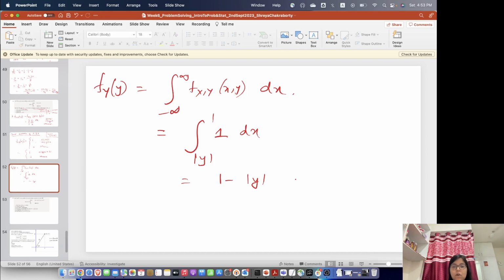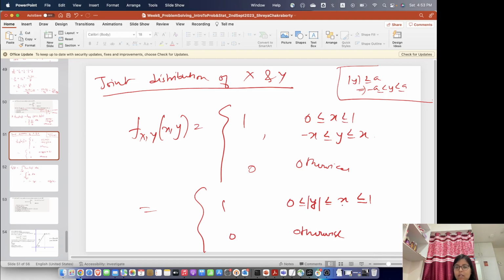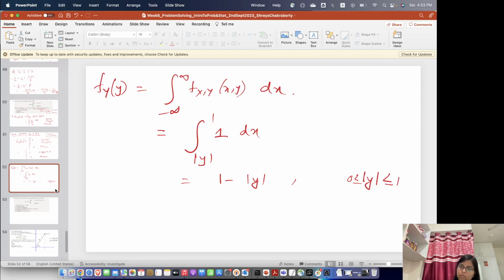And y can range from where to where? Mod y can range from 0 to 1, because here we have less than or equal to, mod y can range from 0 to 1. Okay, so this is the marginal of y. So f_Y(y) is 1 minus mod y when mod y is less than or equal to 1 and 0 otherwise.